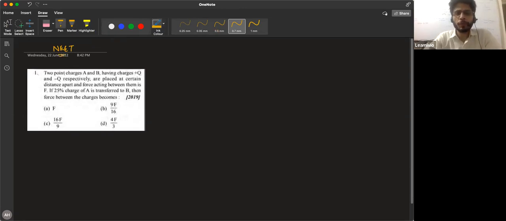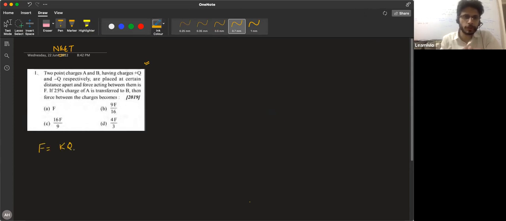Okay, so can you tell me which formula, which concept we'll use here, Hishma? Yes, Hishma, which concept we'll use here? Just read the question. Coulomb's law. So this is the relation that we will be using.